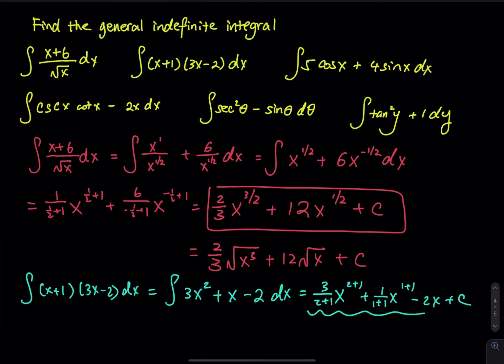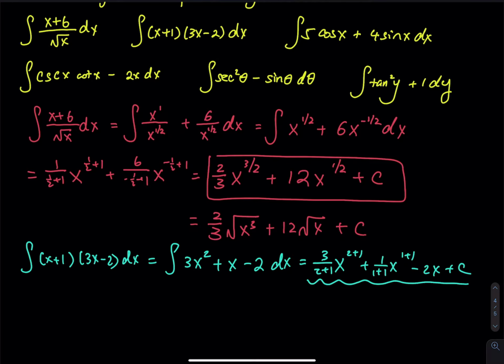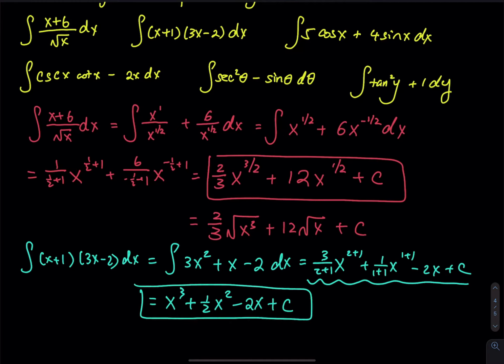If you can do these steps in your head, then you do not need to show this step. So at the end of the day, you have x to the third plus 1/2 x squared minus 2x plus c. So that is your answer.